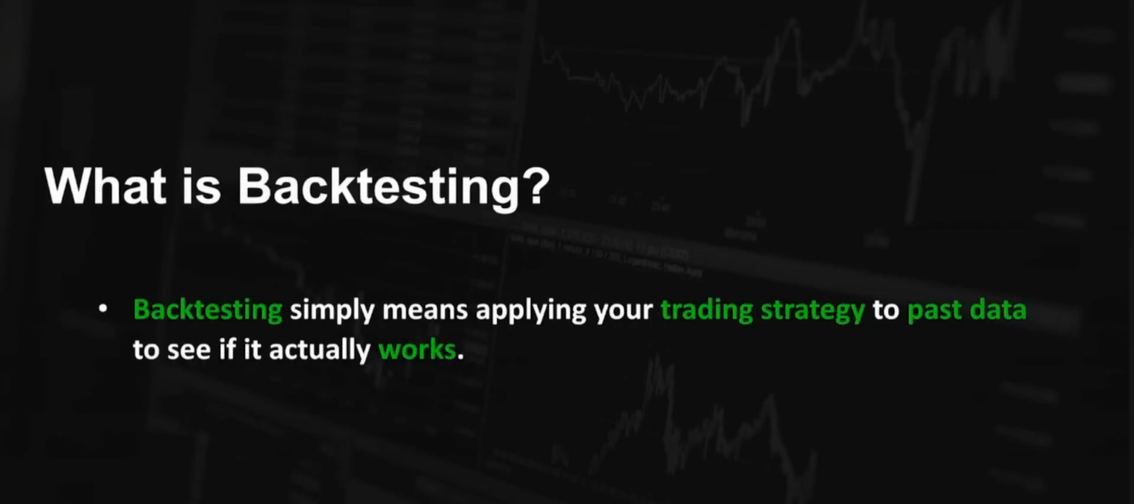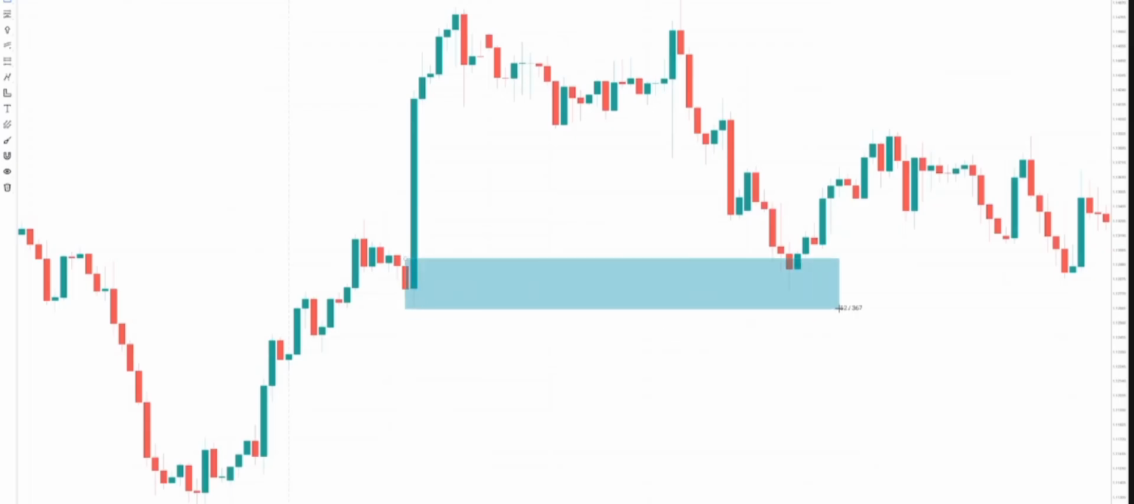What is backtesting? Backtesting simply means applying your trading strategy to past data to see if it actually works. But it's not just about opening a chart, spotting order blocks, and making rough guesses about trades. That's the wrong way to do it, and it won't give you reliable results.